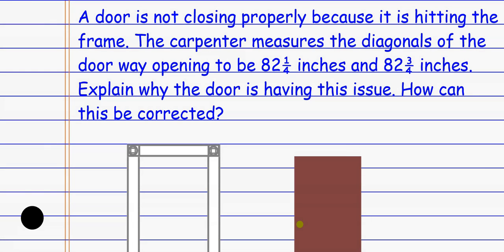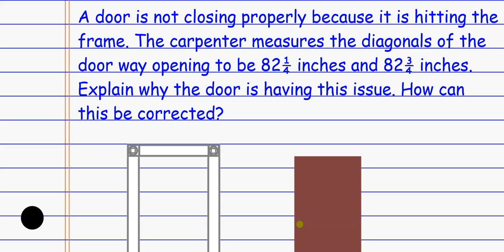For this one, it says the door is not closing properly because it is hitting the frame. And we've all probably experienced this at some time or another. You go to shut a door and the door is rubbing somewhere and it won't quite shut right. So the carpenter measures the diagonals of the doorway opening, and he finds that one of the diagonals is 82 1/4 inches, and the other one is 82 3/4 inches.